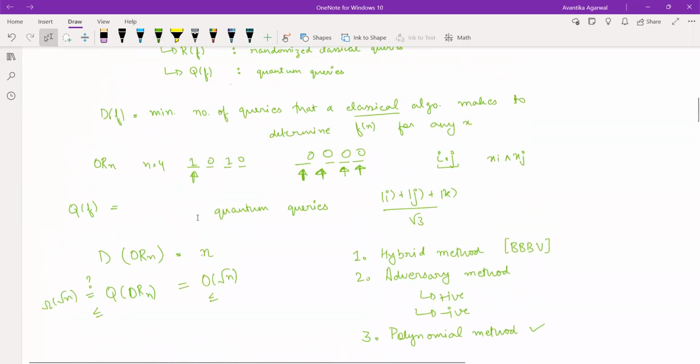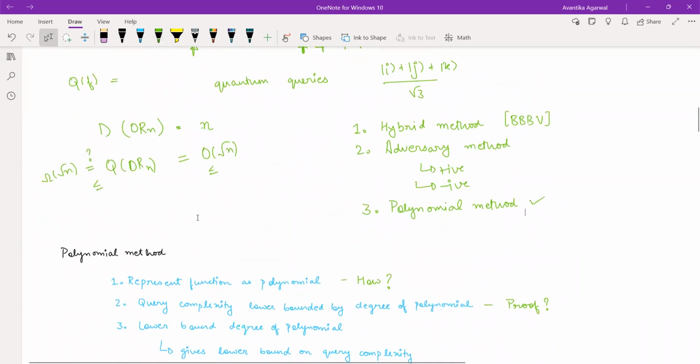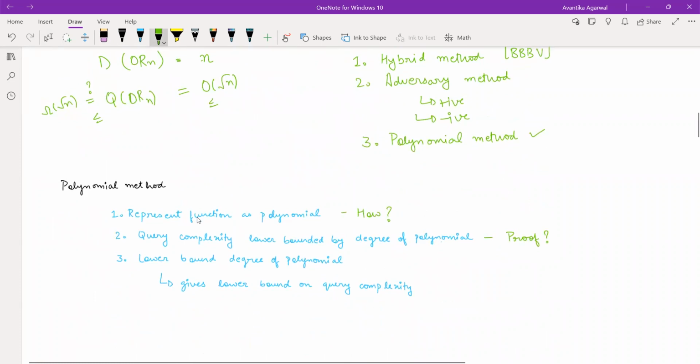So the polynomial method says the following. It has basically 3 parts. Firstly, it says that we can represent a function as a polynomial. I'll tell you what it means in a few minutes. Right now, I'm just summarizing what we are hoping to achieve through this method. So firstly, that we can represent each Boolean function that we want to compute as a polynomial. Secondly, I'll prove that the query complexity of each function is lower bounded by the degree of a polynomial.